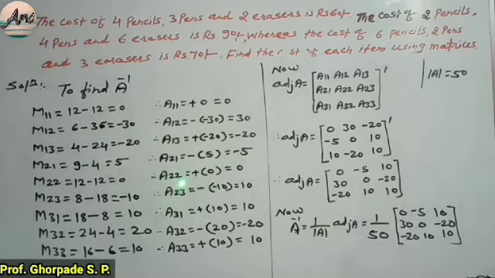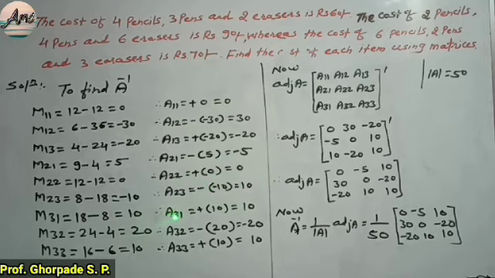Then A22: 2 plus 2 is 4. Even number will get positive sign, into the minor 0. So it will be 0. Then A23: 2 plus 3 is 5. 5 is an odd number, will get negative sign, into the minor. Minor is minus 10. Minus minus is plus 10.